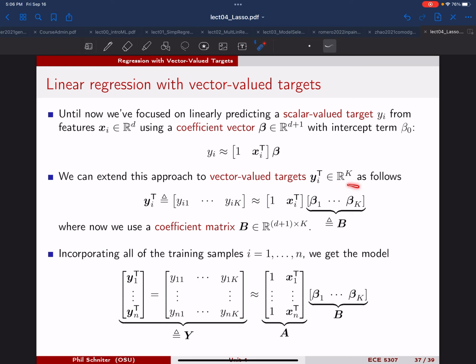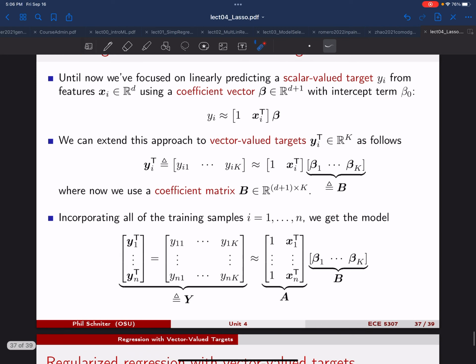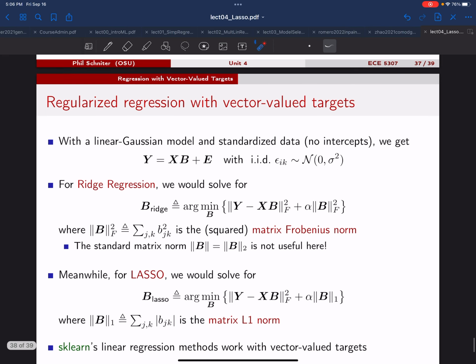There's no capital beta, so we'll just call this B. And we'll call this capital Y instead of vector Y. Now it's a matrix, and this is the same A as we had before. So matrix Y is approximately equal to A times beta. The next lab will actually involve multiple targets, so that's one of the motivations for talking about this.